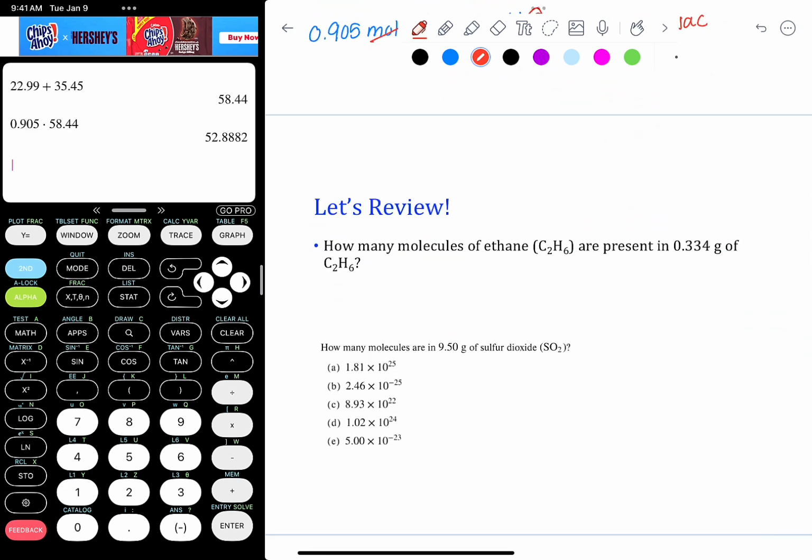So, what I want you to do now is try this next one. How many molecules of ethane are present in 0.334 grams of C2H6? And now we're looking for molecules. So you're going to have to use Avogadro's number at some point. So use that conversion chart. It should be in your review packet, in your lecture guide. Use that to convert between grams of C2H6, which is ethane, to molecules of ethane. If you finish that one, you could also try this next problem: how many molecules are in 9.50 grams of sulfur dioxide.